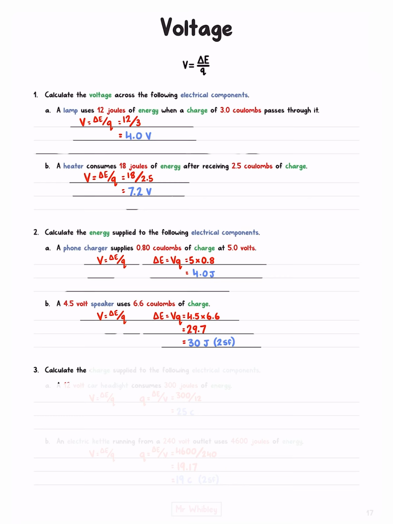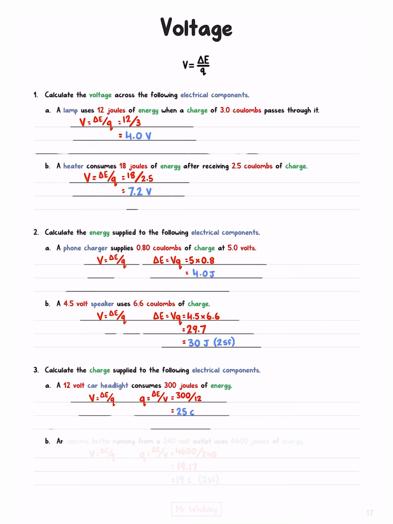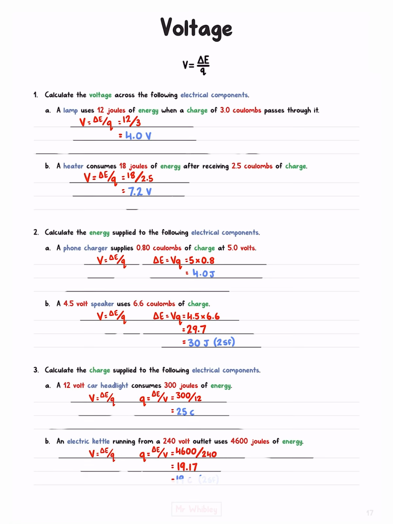Question 3. Calculate the charge supplied to the following electrical components. A 12 volt car headlight consumes 300 joules of energy. Knowing our voltage equation, we can solve this for charge by swapping around our V and our Q. Putting in our energy and our voltage gives me 25 coulombs. An electric kettle running from a 240 volt outlet uses 4,600 joules of energy. Having our voltage equation, rearranging that for charge as we did in the last question, putting in our energy and our voltage gives me 19.17 or 19 coulombs to 2 significant figures.